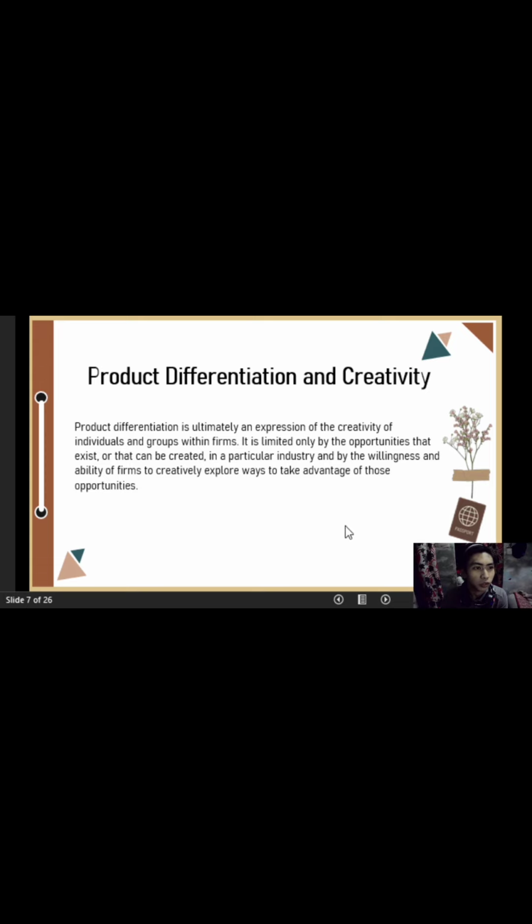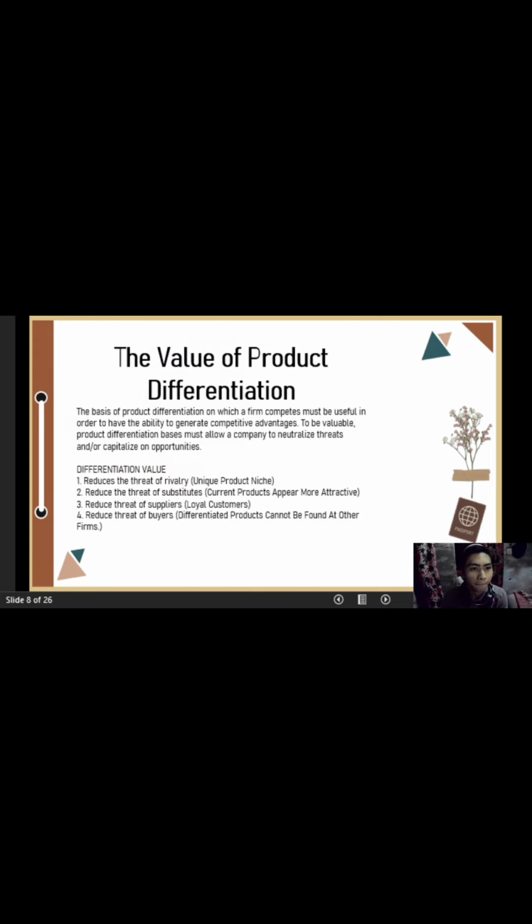Next slide tayo. So, the value of product differentiation. The basis of product differentiation on which a firm competes must be useful in order to have the ability to generate competitive advantages. To be valuable, product differentiation basis must allow a company to neutralize threats and or capitalize on opportunities.